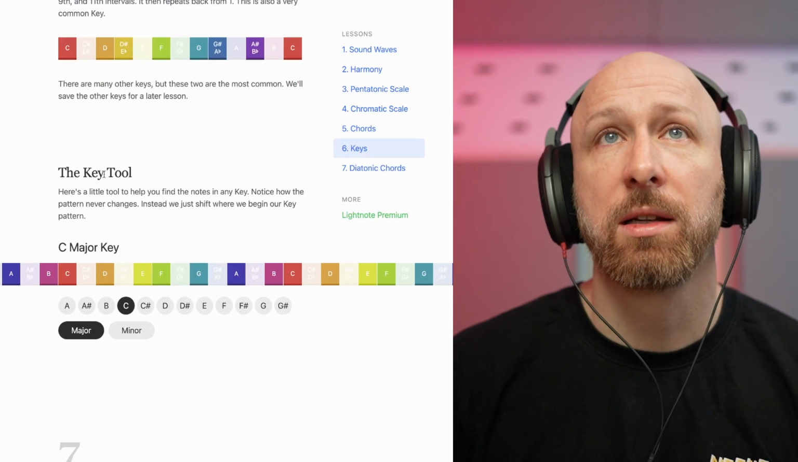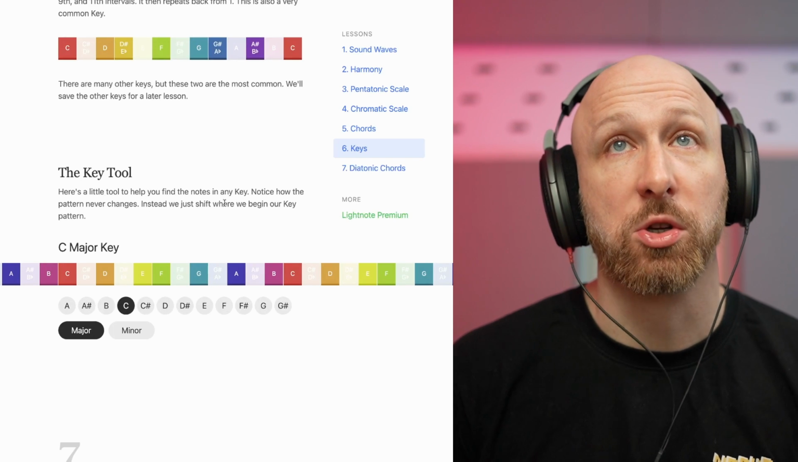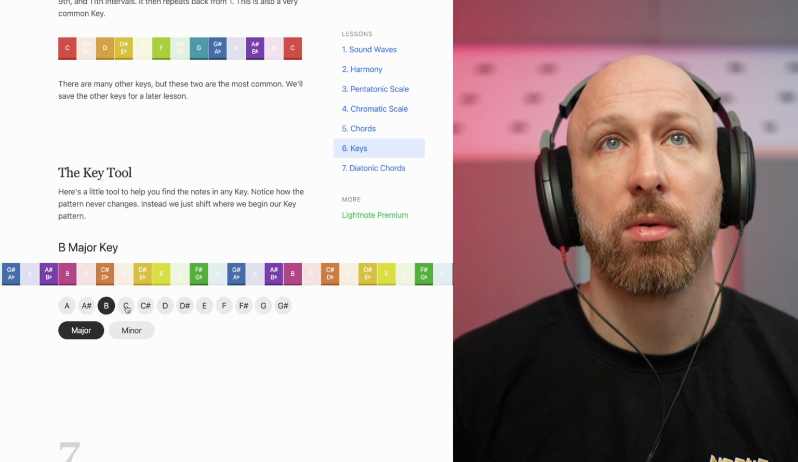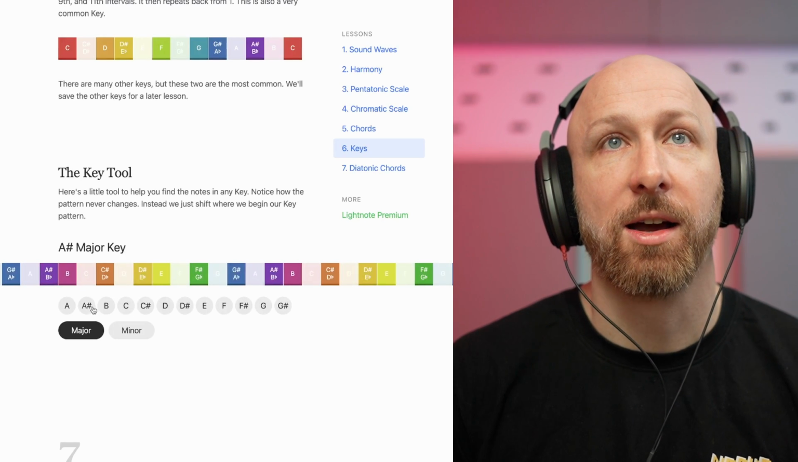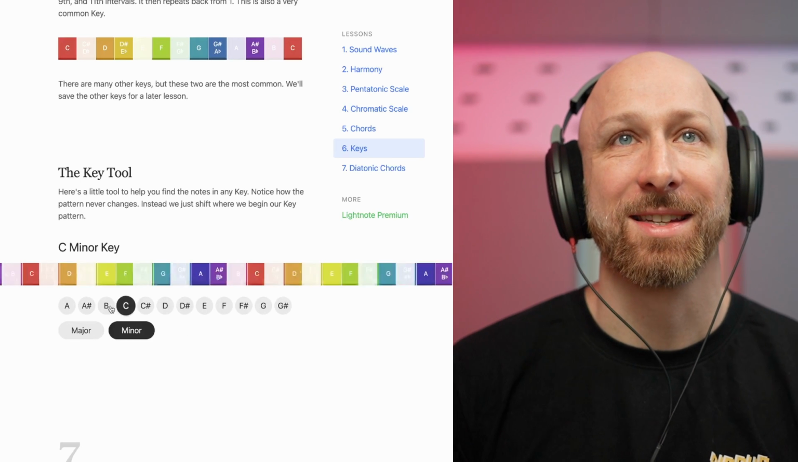The key tool. Here's a little key tool to help you find the notes in any key. Notice how the pattern never changes. Instead, we just shift where we begin our key pattern. So this is C major, and let's do B, hup. Everything just moves over one. Oh, cute system. Such a beautiful little bit of web design, this.